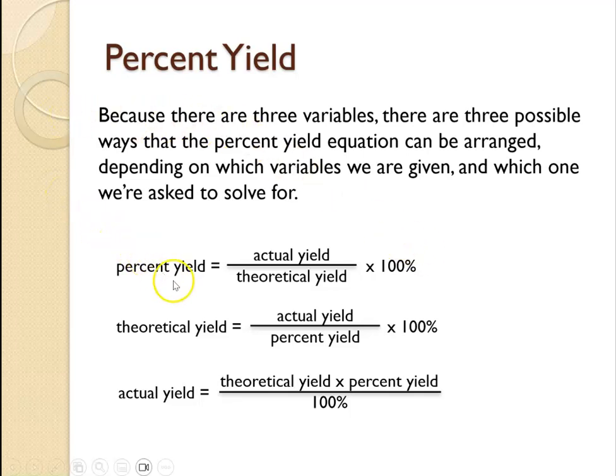So we can solve it for percent yield, which is what we were just talking about, which is actual over theoretical times 100. If instead of knowing the actual and theoretical yield, we knew the actual yield and the percent yield, then we could solve for the theoretical yield simply by rearranging it, multiplying both sides by theoretical and dividing both sides by percent. Or if I knew the percent yield and the theoretical yield, I could actually calculate the actual yield using this third equation. So let's go on and take a look at an example.